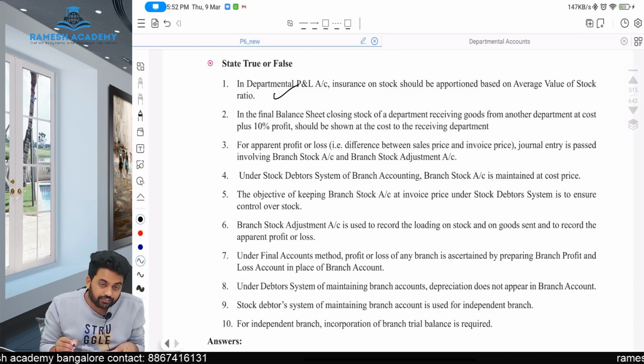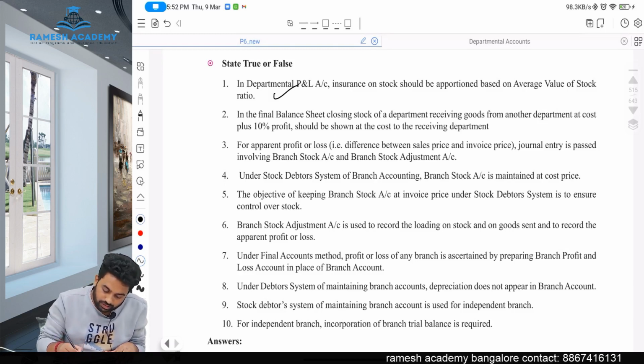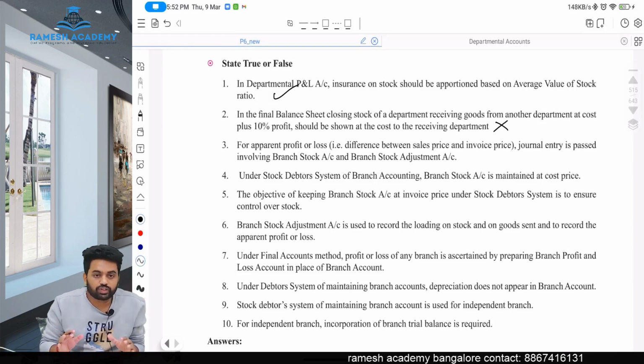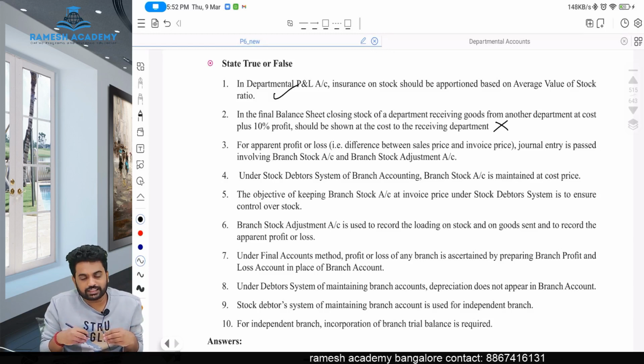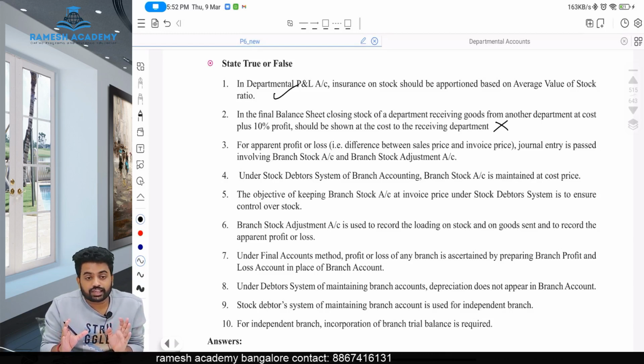True. Second one: in the final balance sheet, closing stock of a department receiving goods from another department at cost plus 10% profit should be shown at cost in the receiving department. False. It will be shown at the price at which it is received. That stock reserve will be taken out in a general P&L.